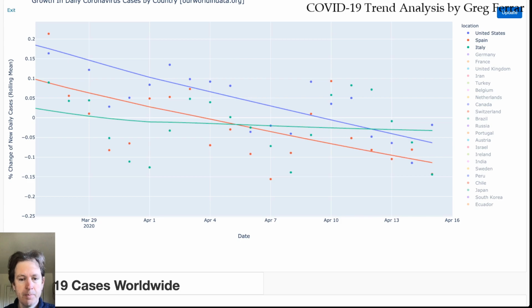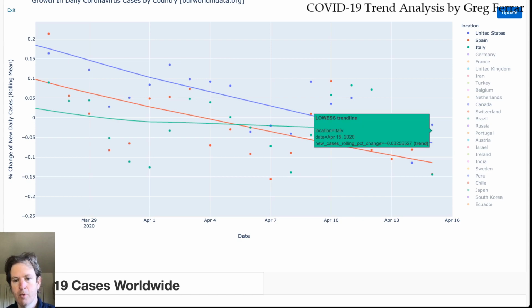Italy, well, this is the other line we said. This is kind of an outlier. The world as a whole is doing well and having a downward trending growth. Italy isn't. They do have a negative growth, which is certainly more important.